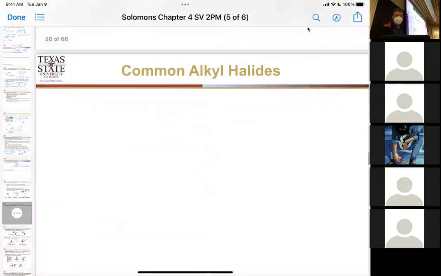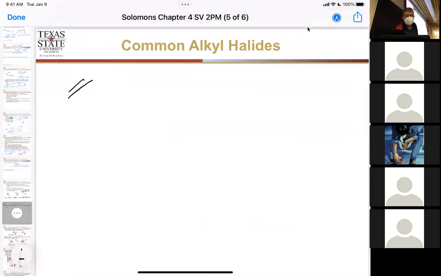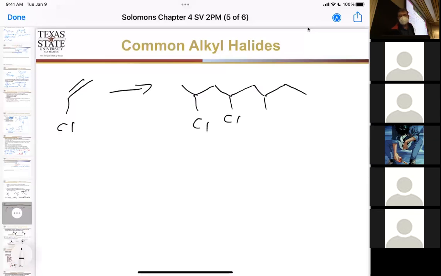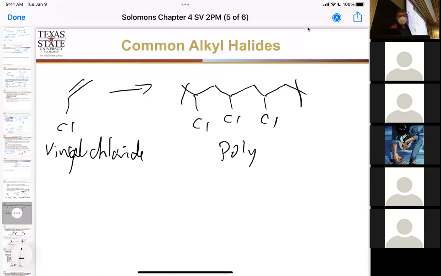Speaking of vinyl, one of the more common ones is this one right here, vinyl chloride. So why is it so special? Well, it turns out vinyl chloride can react with itself very vigorously to create a polymer right here. Basically it adds to itself over and over and over again. And we'll talk about this in chapter 10. But this is called vinyl chloride. And this is polyvinyl chloride.